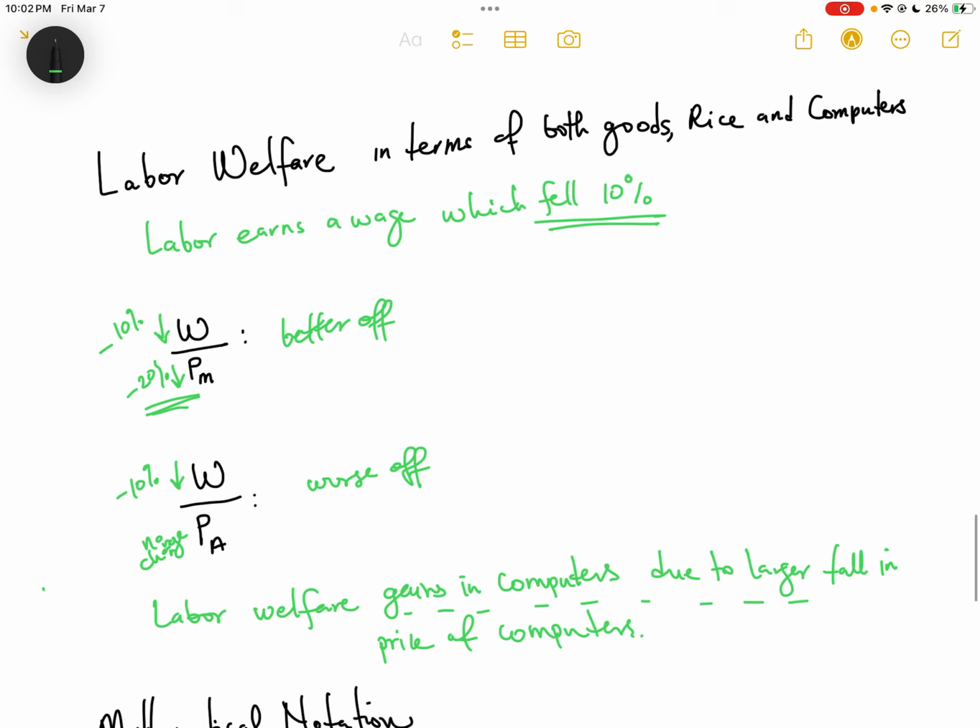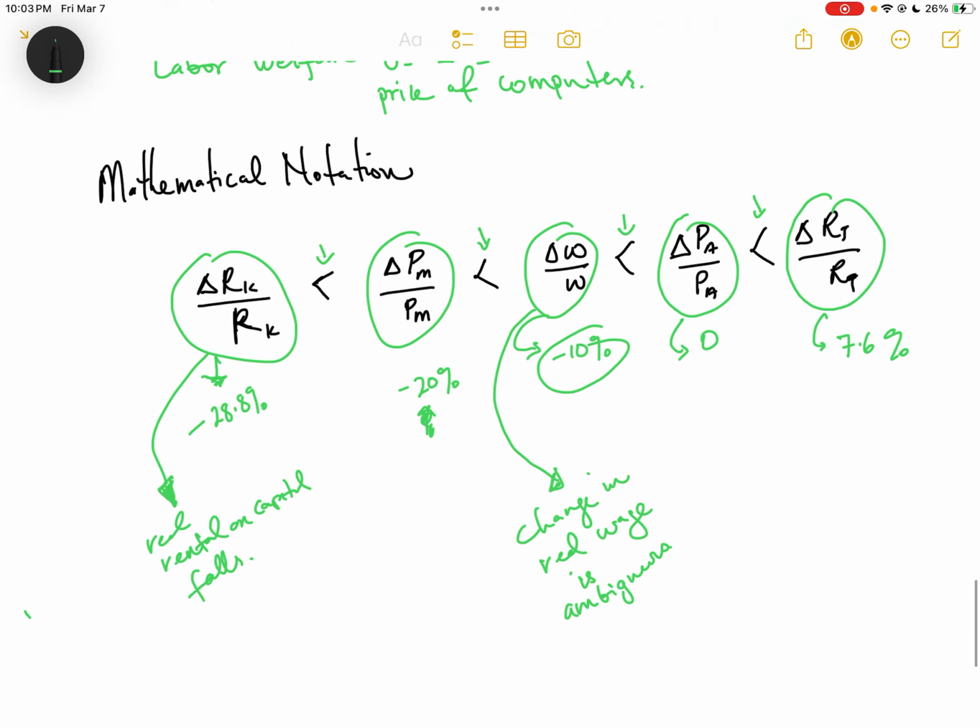In this case, if labor purchases computers, they are better off. If labor restricts itself to purchasing just computers, they'll be fine. But if labor purchases any rice at all, then they'll be worse off. So the effect is ambiguous. It depended on what labor purchased.